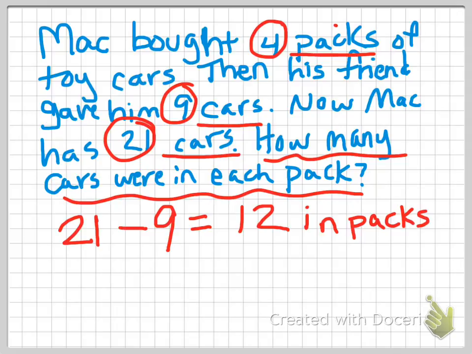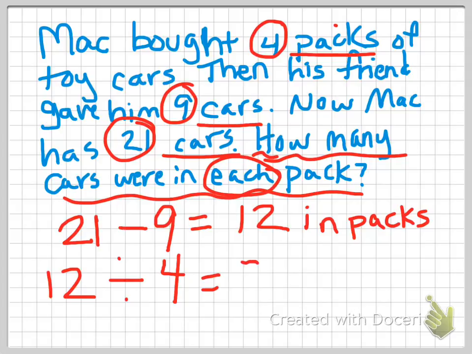But after I reread my question, how many cars were in each pack, I know that I'm not done and I have a second step to do. I have to take my answer of 12 in all of the packs and divide it by the number of packs he had, which is 4, giving my answer of 3 cars in each pack.